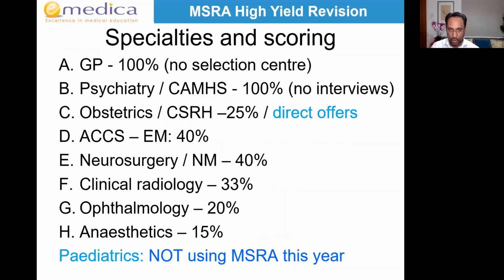So you need a really high score. Just passing isn't enough. You won't get an interview. So therefore, you won't get a job. Pediatrics are not using MSRA this year. They used it last year, but they're not using it this year.